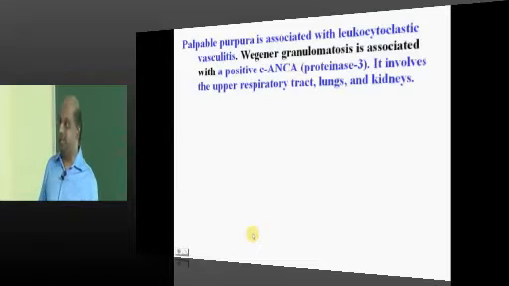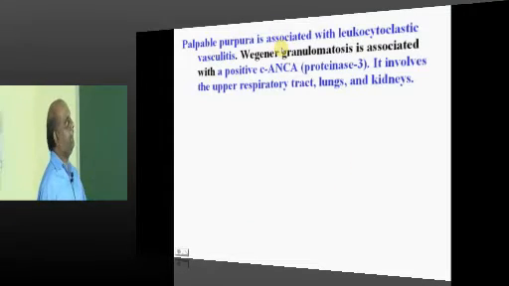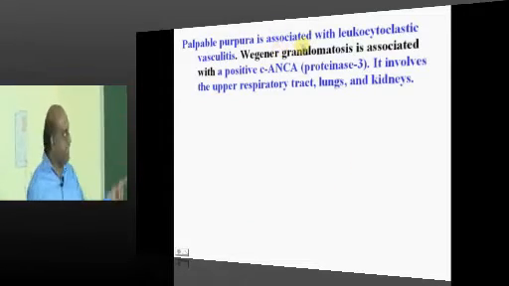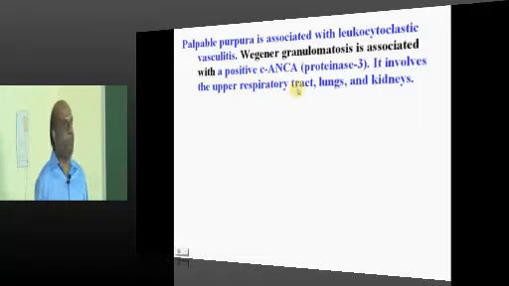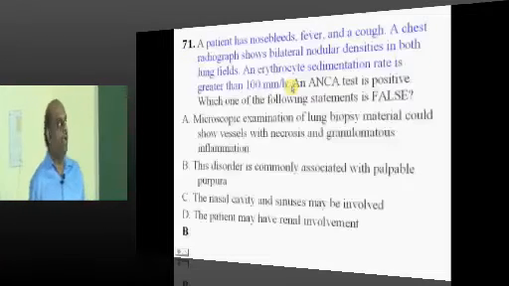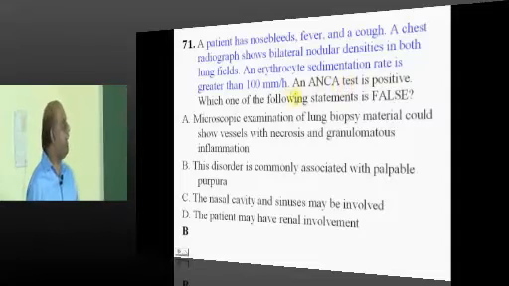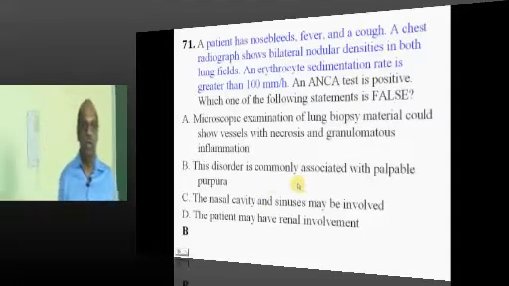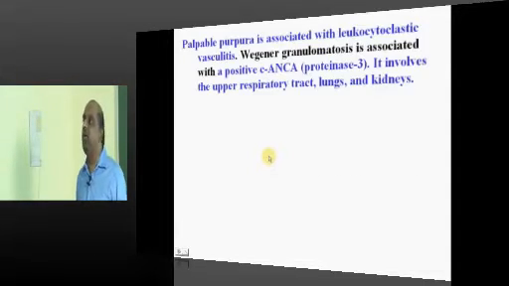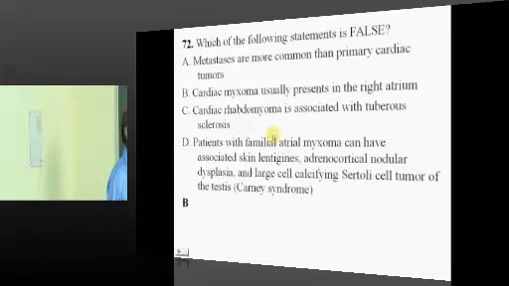Leukocytoclastic vasculitis is known to lead to palpable purpura, and granulomatosis with polyangiitis is associated with positive C-ANCA, which needs to be remembered. In this, the ANCA being positive, you should always consider a leukocytoclastic vasculitis.